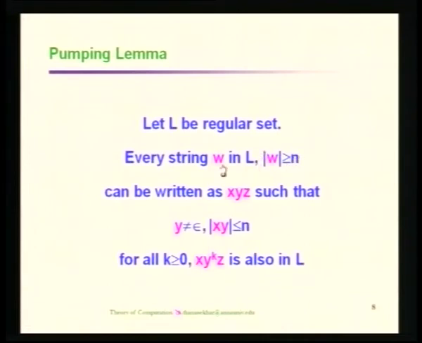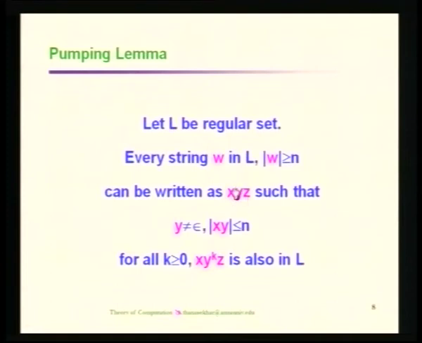Now, we can divide this w into 3 components. It is x, y, z, such that the first condition, the middle string, that is your y, should not be equal to epsilon. If I take this y as epsilon, then visiting this y any number of times does not make any difference in terms of the string to be recognized. That is your string which we are considering, that is your x, y, when it becomes epsilon, visit this y any number of times, but that does not make any difference. Finally, we will get only x z.